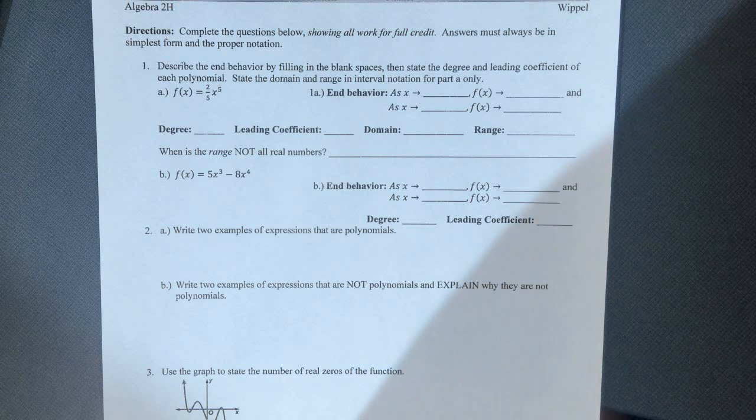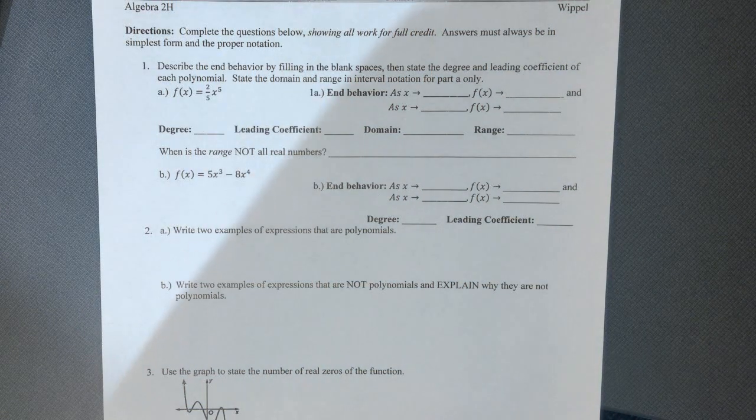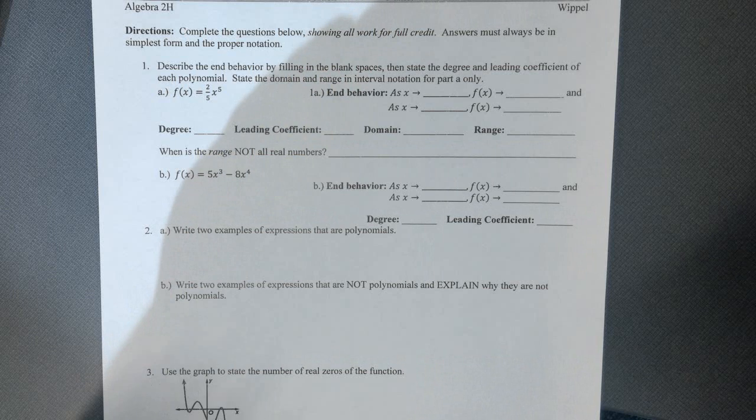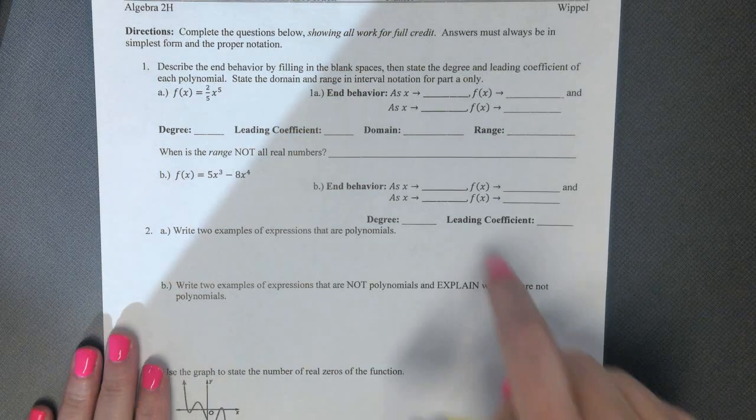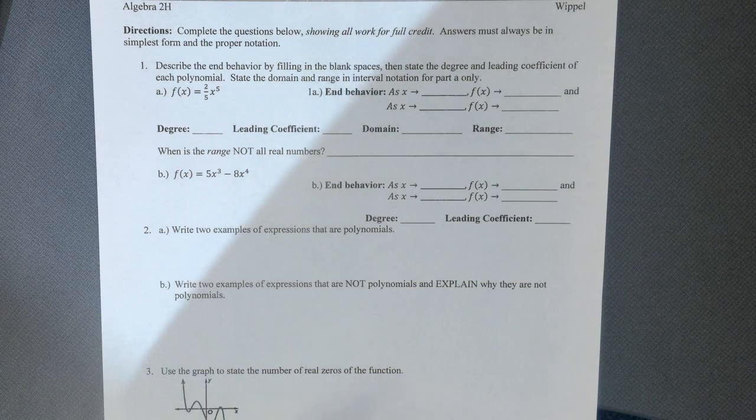Okay, so describe the end behavior by filling in the blank spaces, and then you're going to state the degree and the leading coefficient of each polynomial. State the domain and range in interval notation for part A only, and part A is the only one that had it anyway, so that should be good.